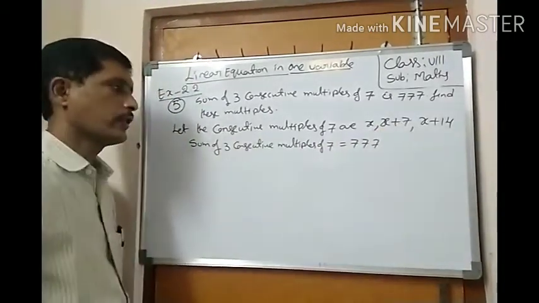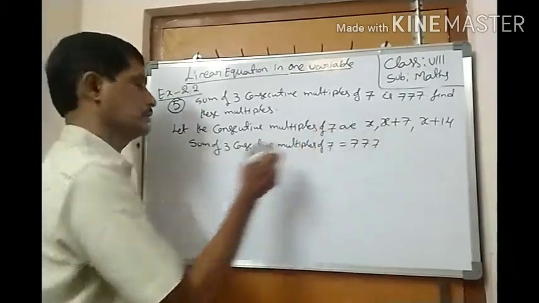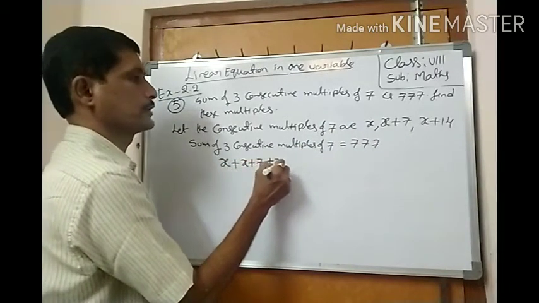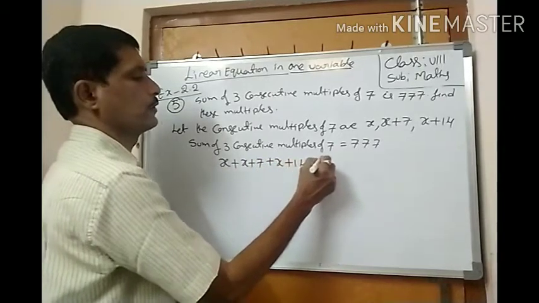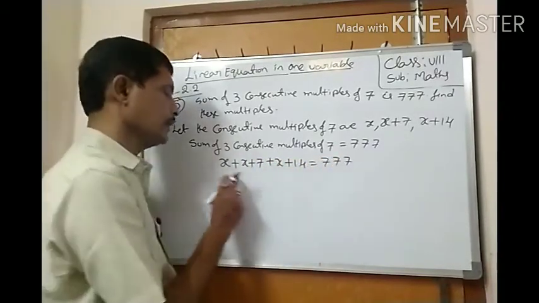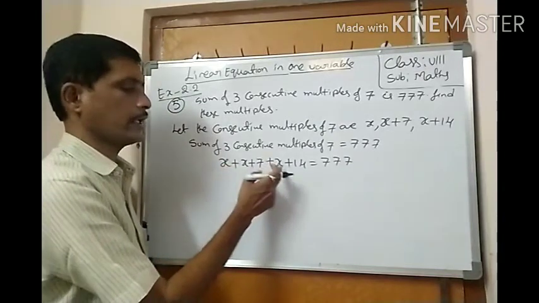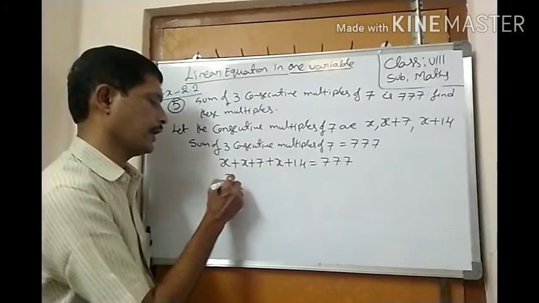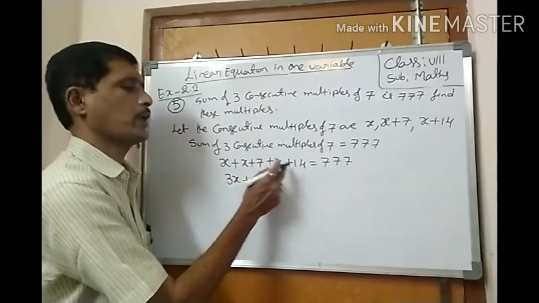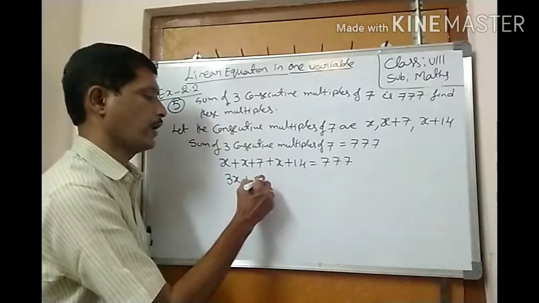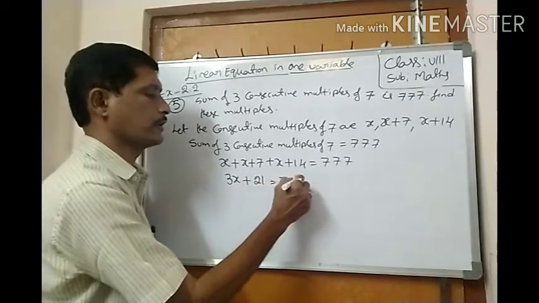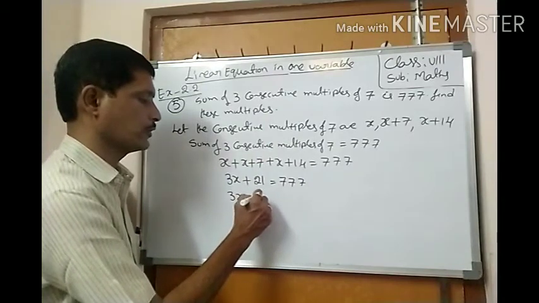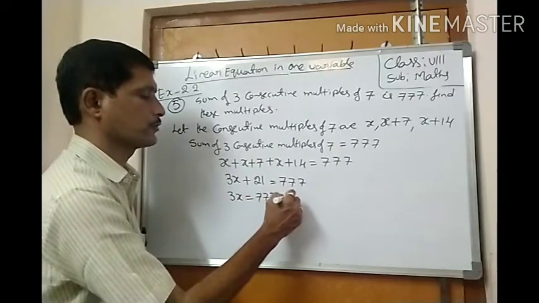Let me take 3 multiples of 7: x, next number is x plus 7, next number is x plus 14, equal to 777. Here x is there, here also x, here also x. 3 x variables are there, therefore x plus x plus x equal to 3x. Here 7 plus 14 that is 21 equal to 777. This 21 is changing the side: 3x equal to 777 minus 21.